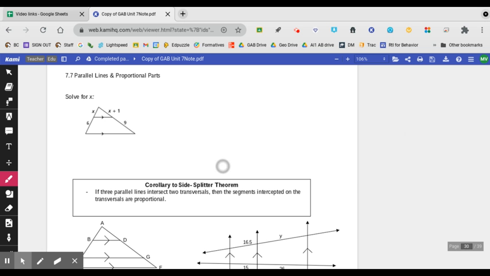So our side splitter theorem says that when we have parallel lines that cut a triangle, the top portion of one side to the bottom portion of that side is equal to the top to the bottom of the other. And then we solve that by cross multiplying. And then we solve the equation. And we found x equals 2.